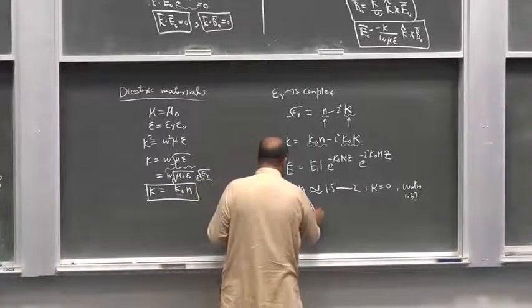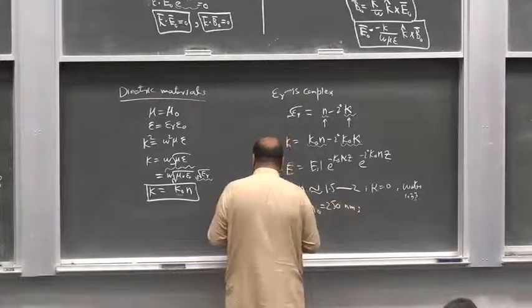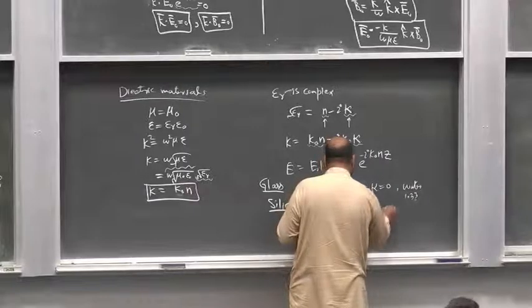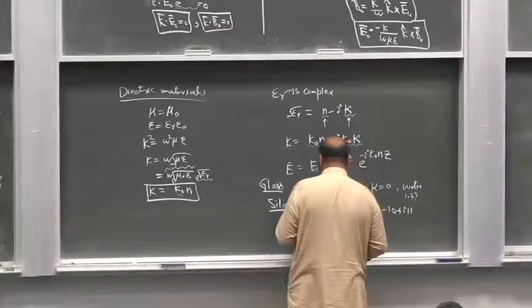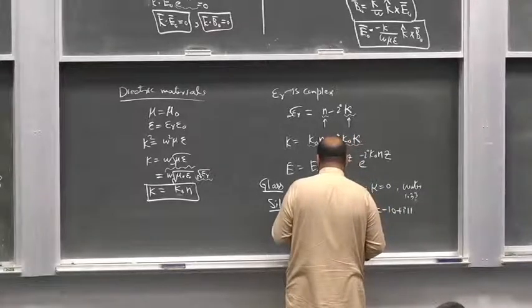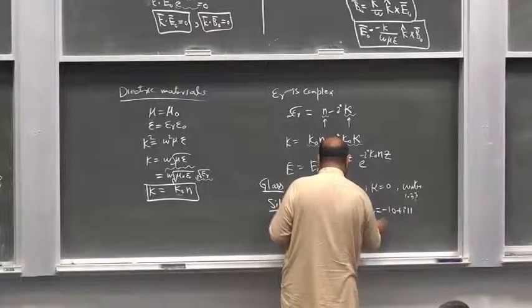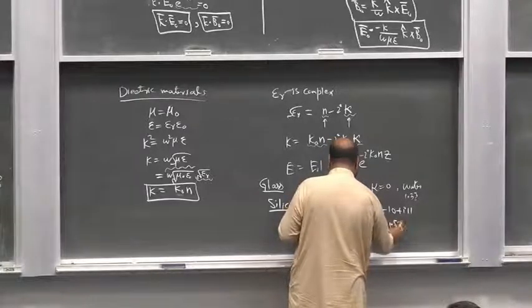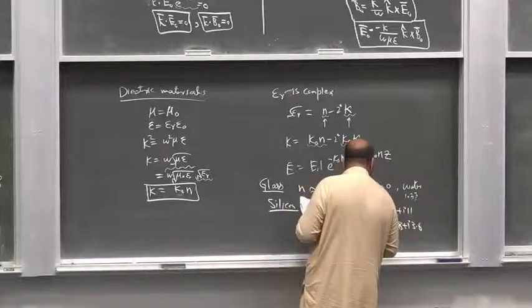Now if I take another example, let's say silicon, at a free space wavelength of 250 nanometer, the epsilon r is minus 10 plus iota 11. And if I take its square root, this gives us 1.58 plus iota 3.6.